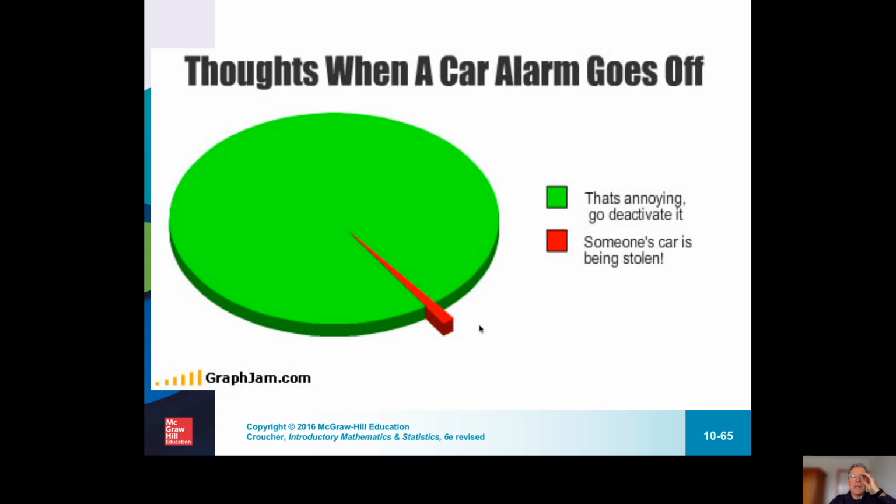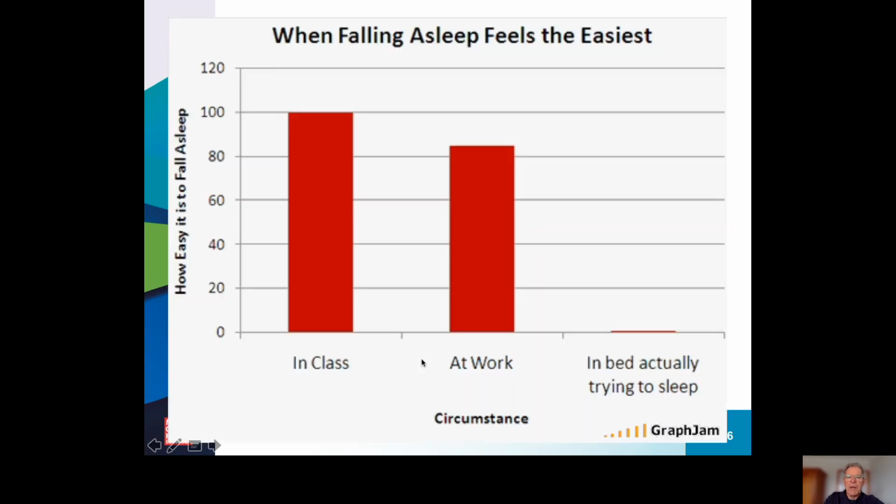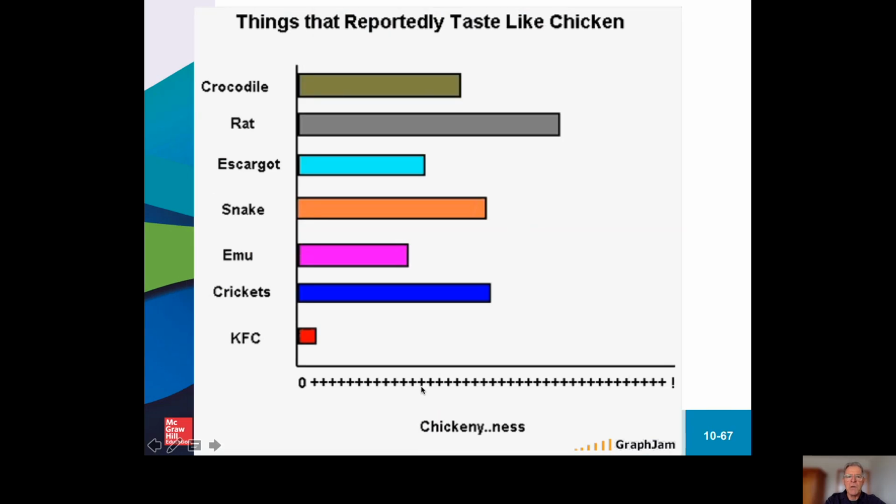We're going to finish on the last few graphs here. A bit of humor to finish the day. Thoughts when a car alarm goes off. This graph was never meant to be taken seriously. That's annoying. Let's go and deactivate it. Or red, someone's actually stealing a car. Maybe you can relate to that. When falling asleep feels the easiest: in class, at work, in bed, actually trying to sleep. Never meant to be taken seriously.